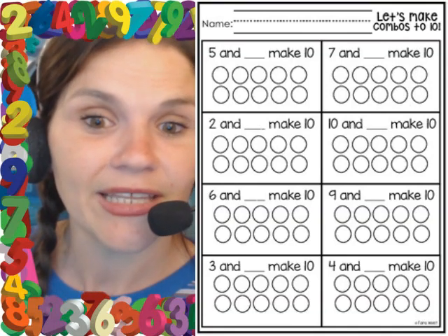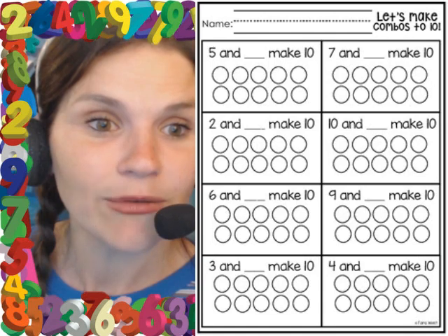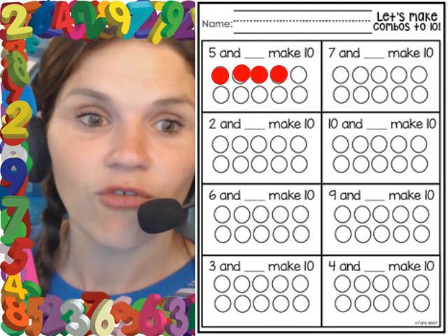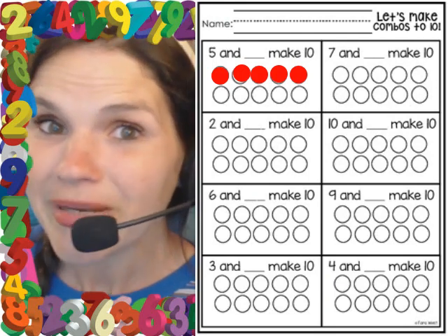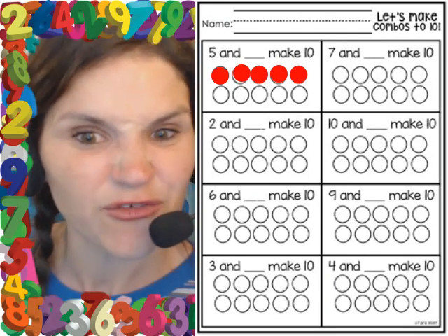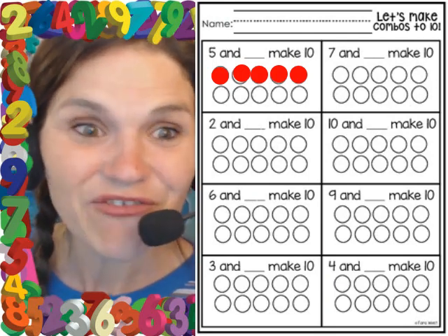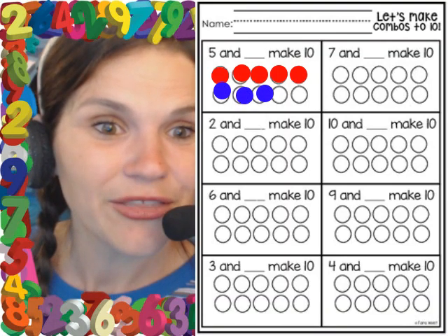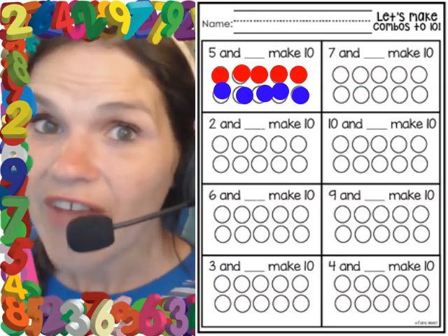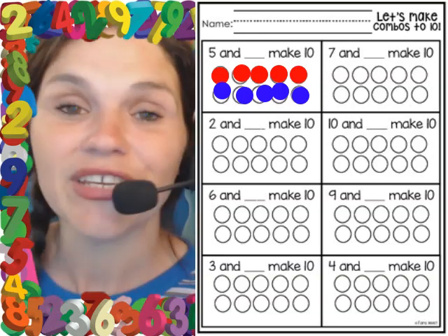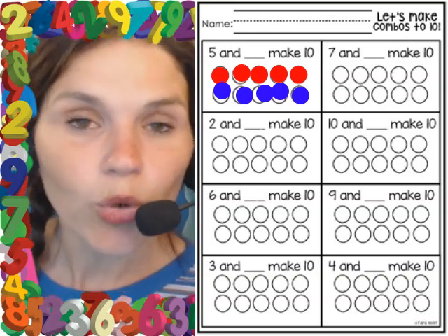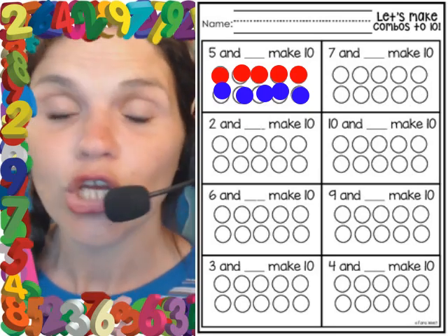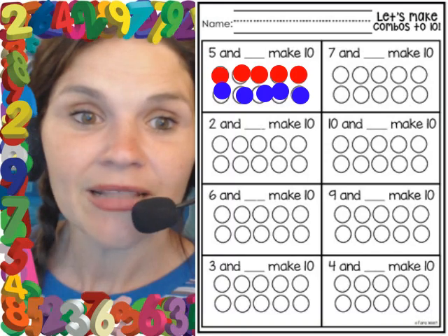If I fill in 5 of my counters in red, 1, 2, 3, 4, 5. How many counters are left in my tens frame? I see 5 more, right? That's that doubles fact. 1, 2, 3, 4, 5. 5 plus 5 equals 10. So if you're not sure what number can be added to another to equal 10, you could use a tens frame to help.